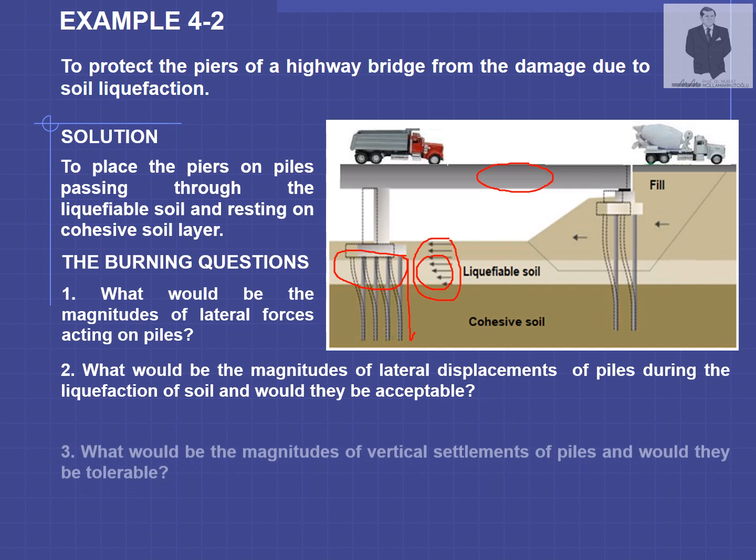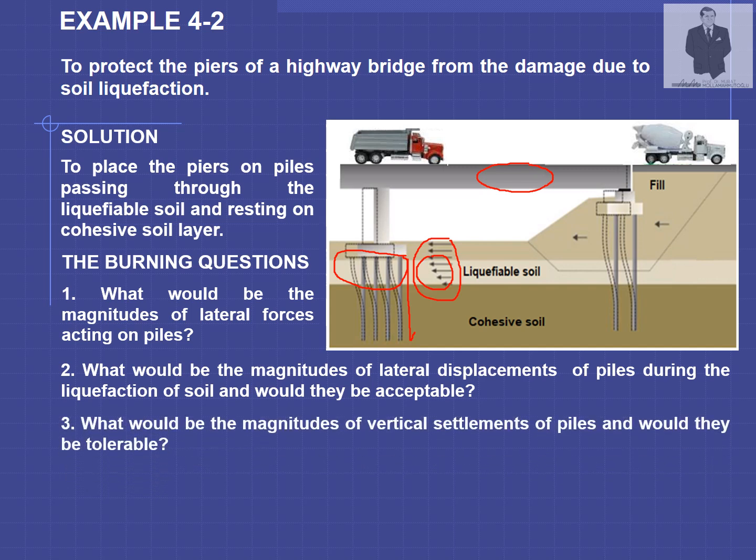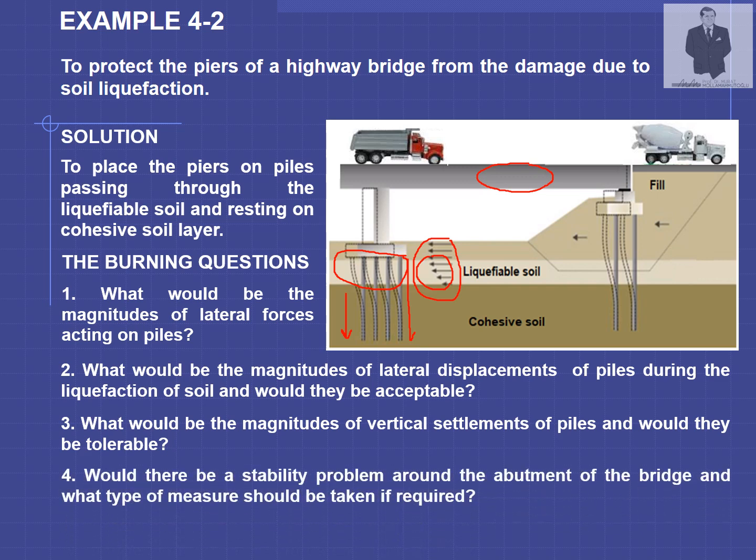The third question, what would be the magnitudes of vertical settlements of piles, and would they be tolerable? Now, in addition to lateral displacements, piles may settle vertically, as shown, and this should be limited as well. Otherwise, excessive settlement would make the bridge dysfunctional. The fourth question, would there be a stability problem around the abutment of the bridge, and what type of measure should be taken if required.